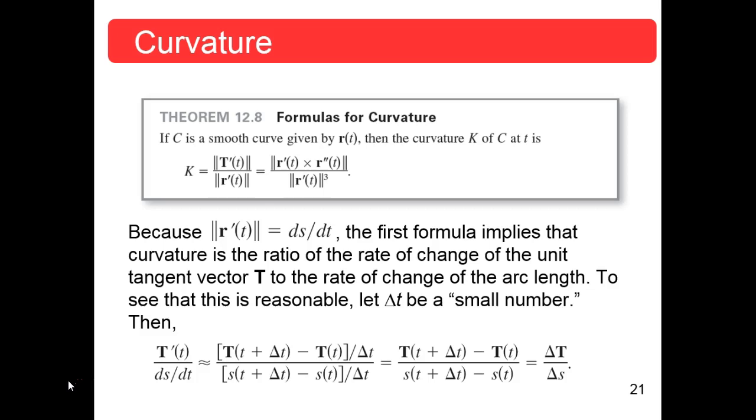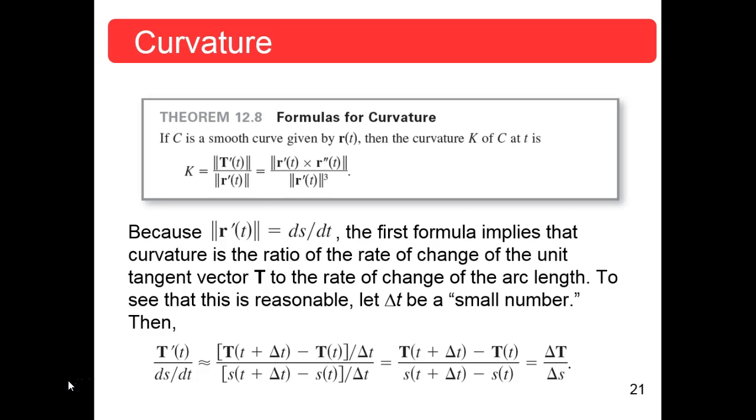ds dt prime dt times ds dt. But anyway, that works out. So this is exactly, because of this relationship here, that gives you exactly your curvature.